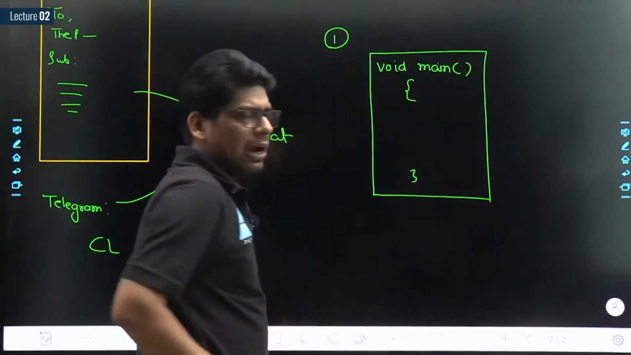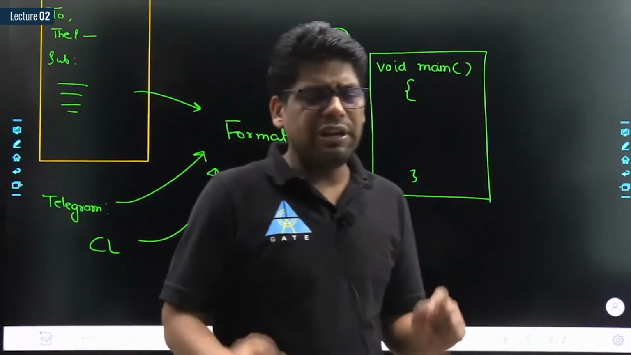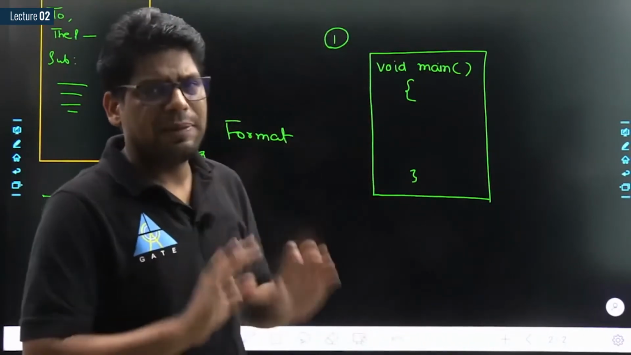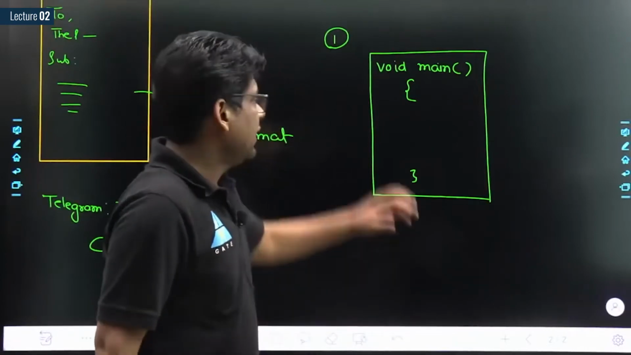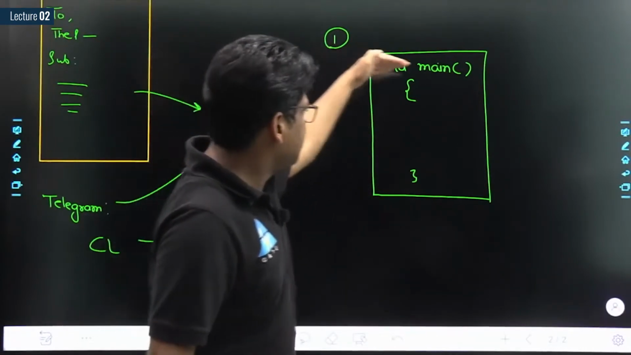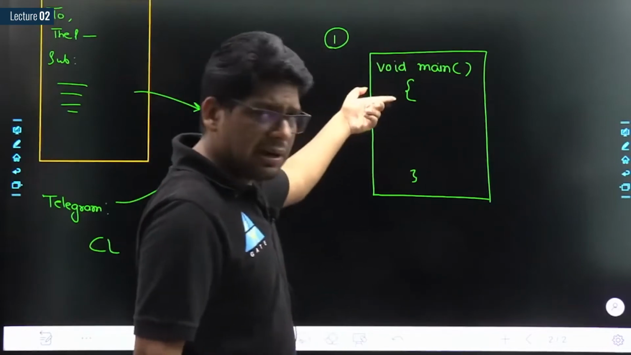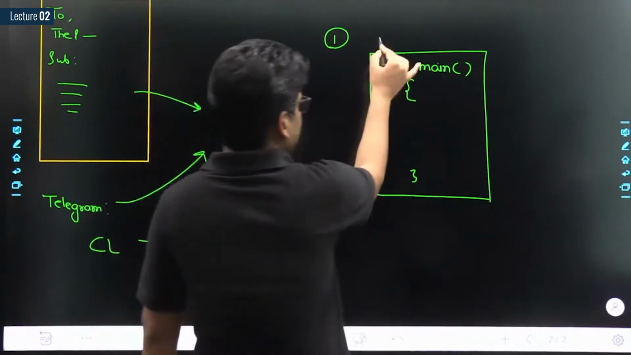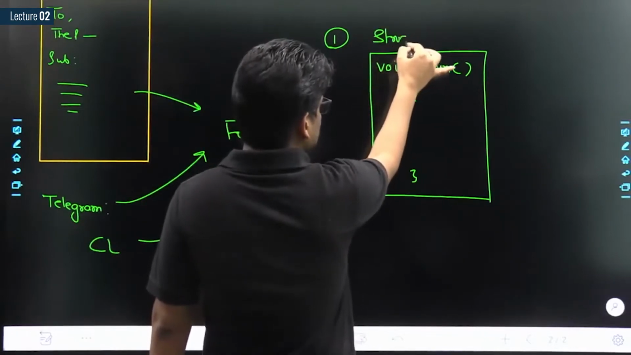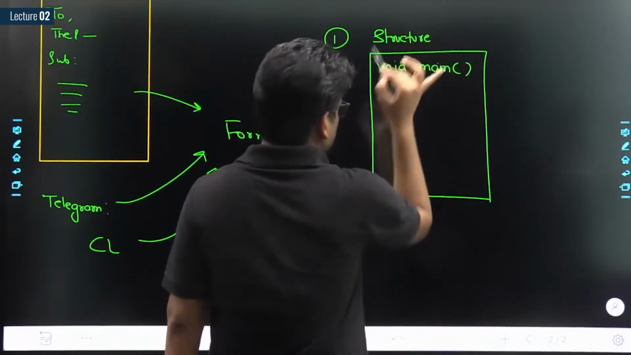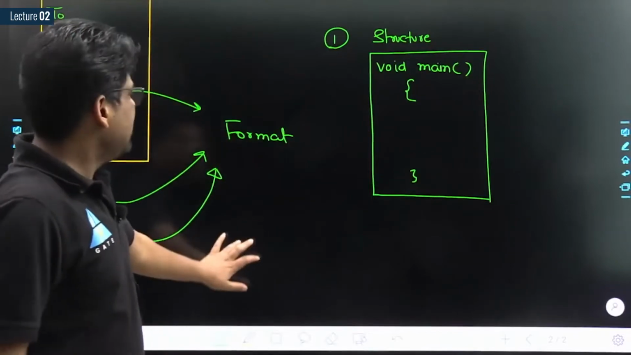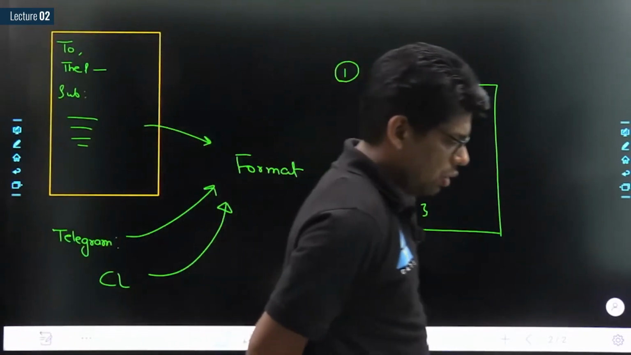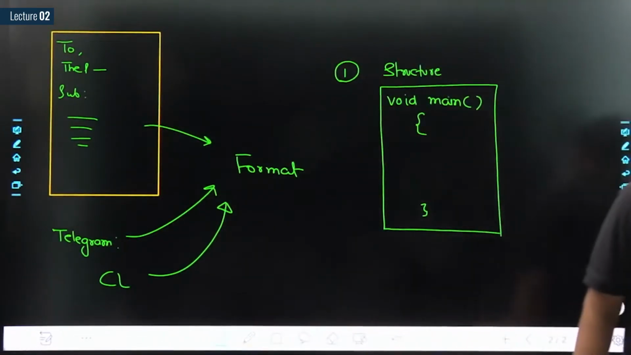Right now, I am just building the foundation. Don't worry and don't be too specific. We will learn everything. Every C program must have this: void main, then curly braces open, curly braces close. That means every C program has a particular structure. Is it okay to everyone? Please take a screenshot.